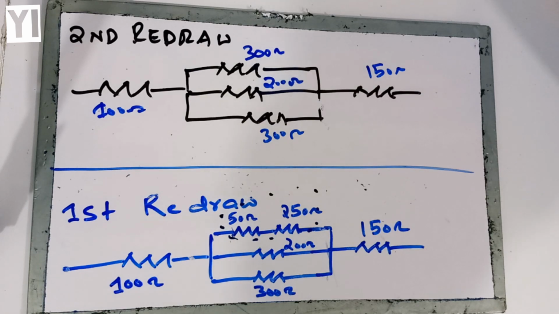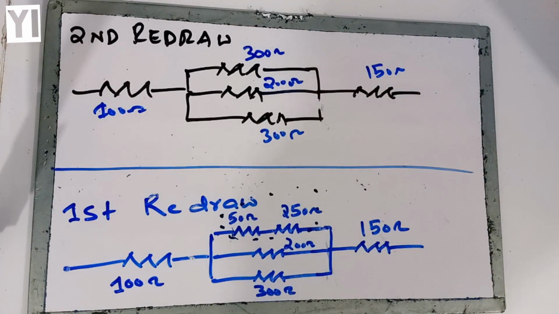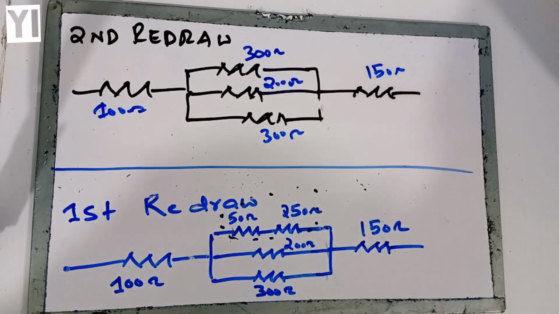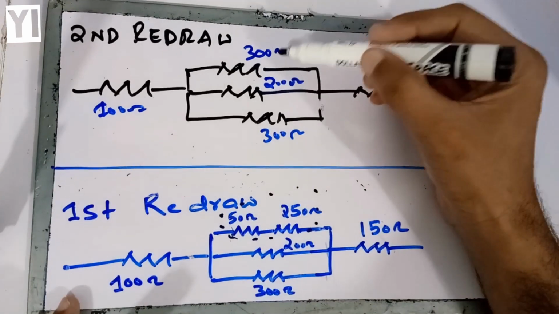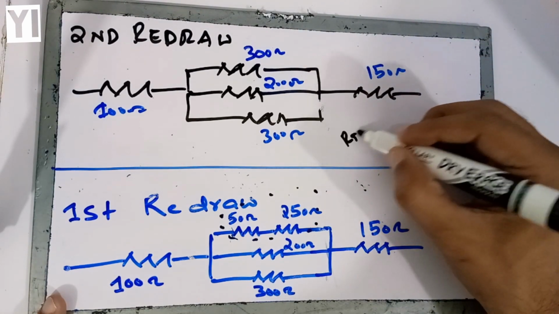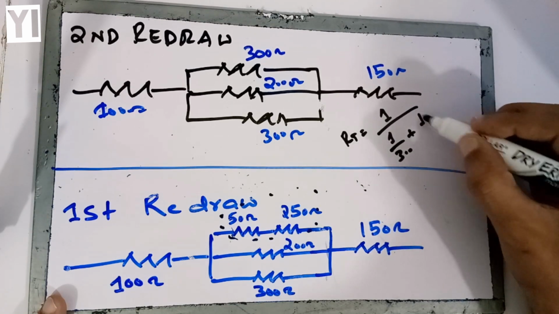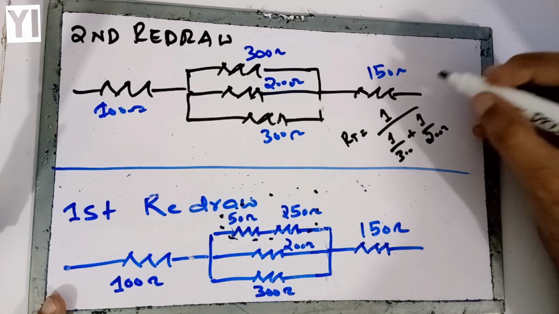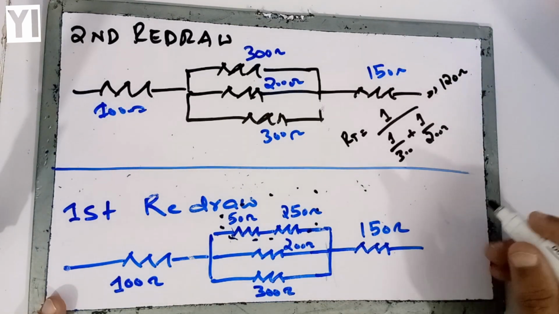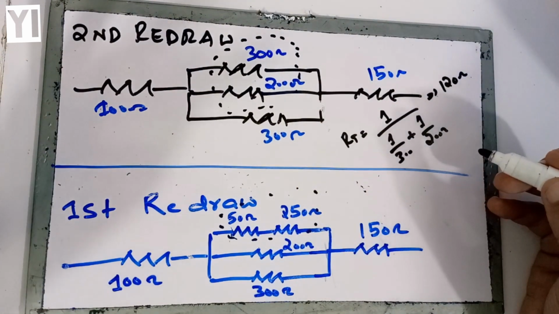Students, in the second redraw, we have combined these two resistors of 50 and 250 ohm. So that will be 300 ohm as we have calculated, because these are two series resistors and they will only add up. So in the second redraw, we know that these two resistors are now in parallel, 300 ohm and 200 ohm. So the formula of parallel will be 1 upon 300 plus 1 upon 200 ohm. So the equivalent resistance will be 120 ohm. So we will replace these two resistors with 120 ohm.